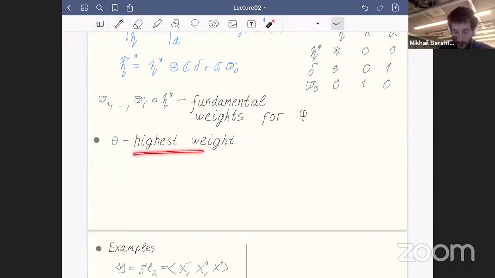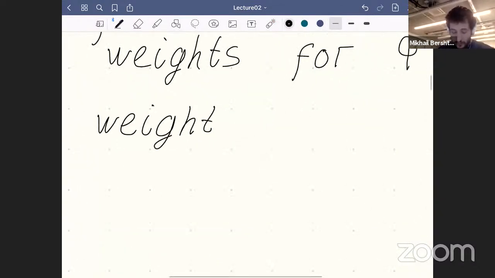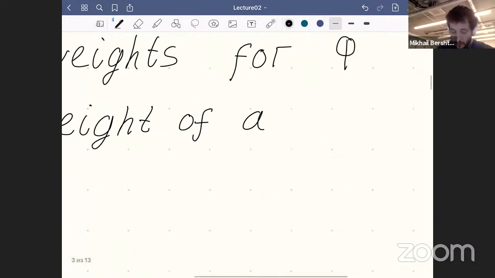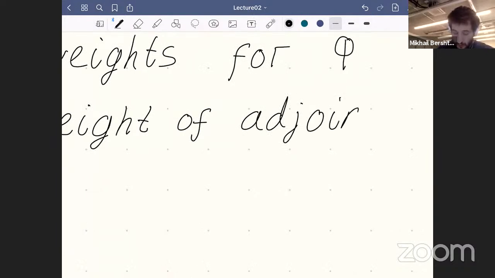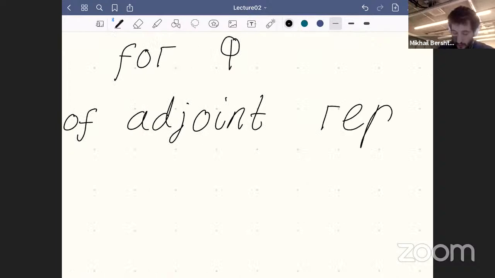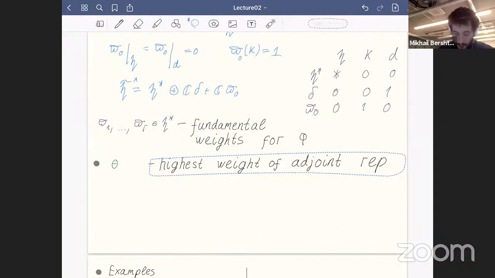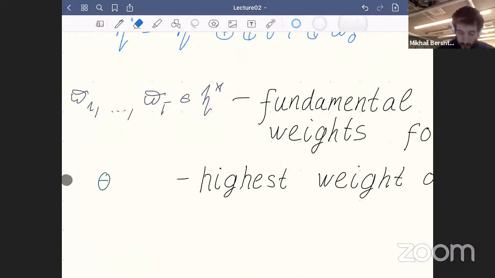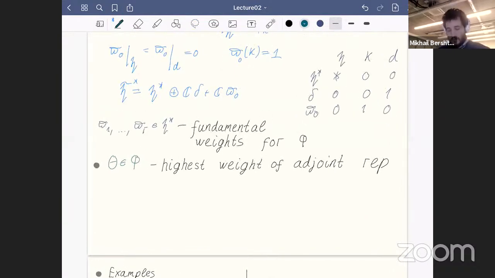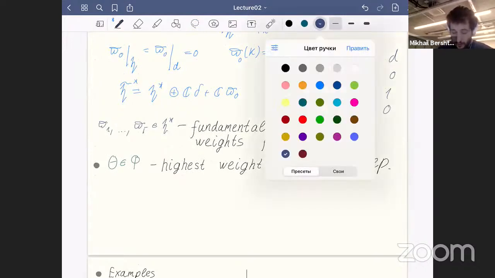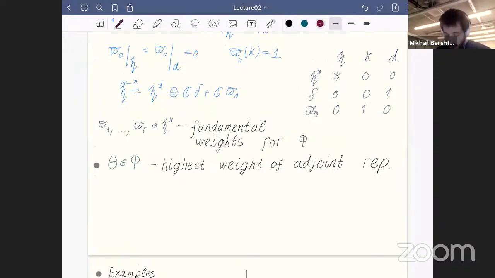Then let me put a bit more notation. So I remember theta, the highest weight of the adjoint representation. So this is the root, let me even write down that this is the root theta. The highest weight of the adjoint representation. So let me draw a picture. In such cases, people usually draw SL3.